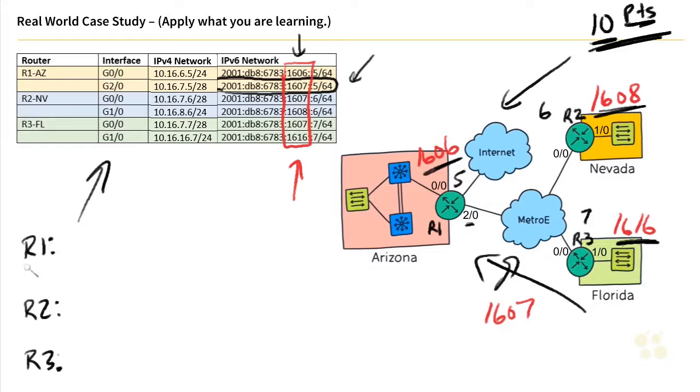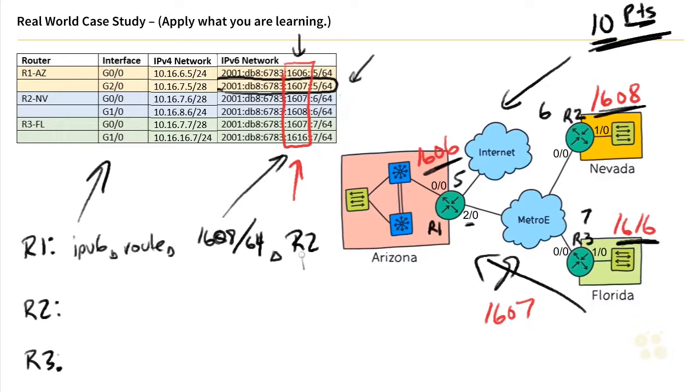So let's go to our plan for R1. For R1, we want two static routes. We want to route to 1608, so it would go something like this: ipv6 route, space, and then I'm going to put 1608 in the interface. We're going to put out the whole IPv6 network, /64, and then space. The next hop from R1's perspective to get to those networks is going to be Nevada. So I'm going to put R2 there as the next hop. So R2's interface 0/0, if we look at the chart, is going to be the 1607::6 address. So that's a static route for Nevada's network of 1608, and let's add one more for Florida's network of 1616.